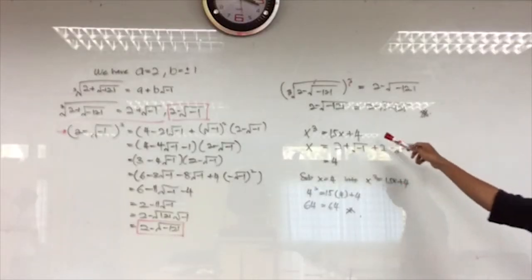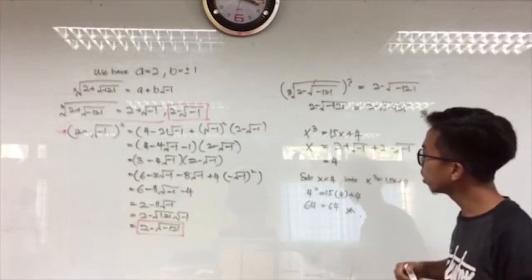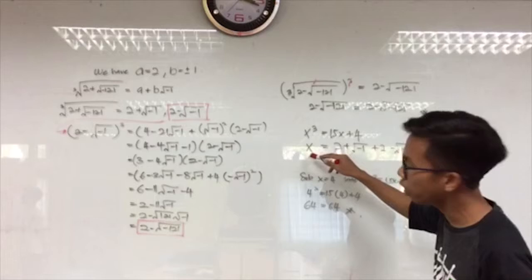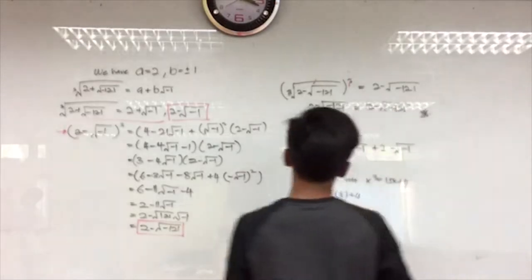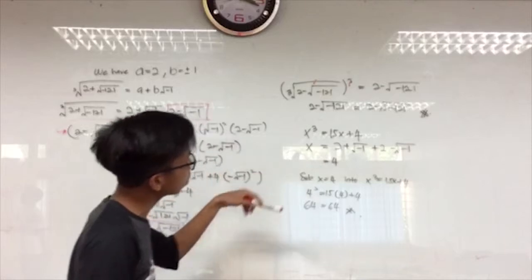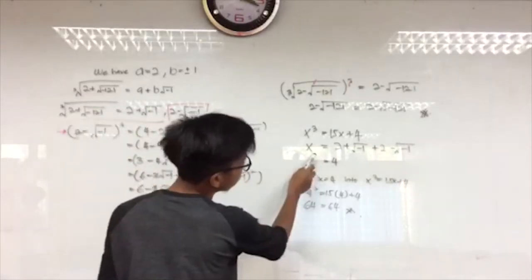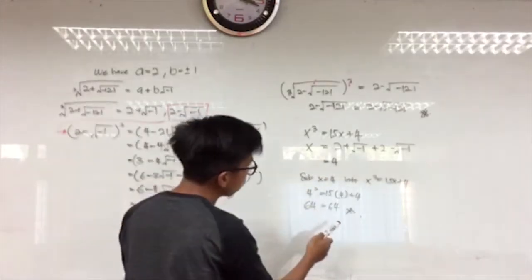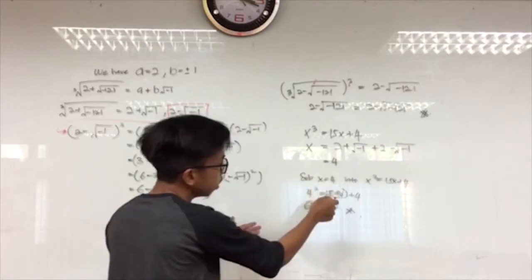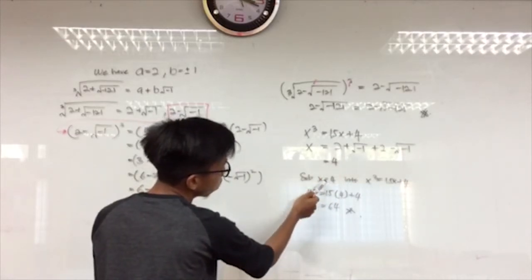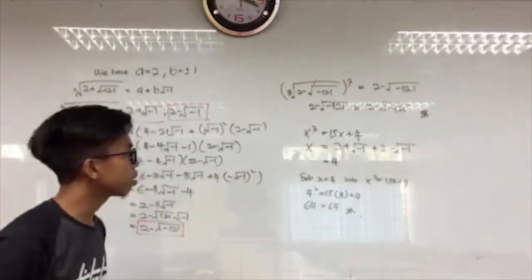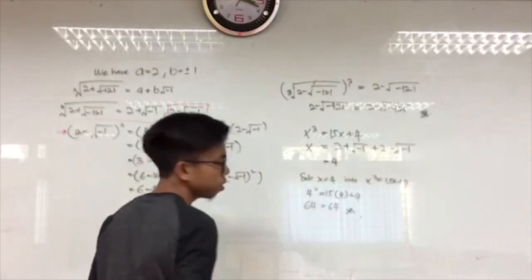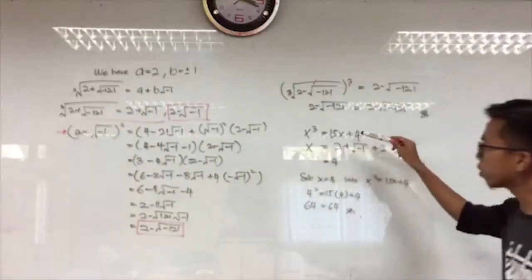Next, we take the original equation. From this equation, we want to have the value of x. So we factorize the equation and get the value of x equal to 4. Next, we want to prove that this value is valid. So we substitute x equal to 4 into this original equation. So we will get 64 equal to 64. So this value is valid for this equation.